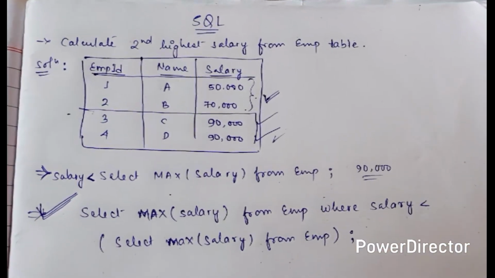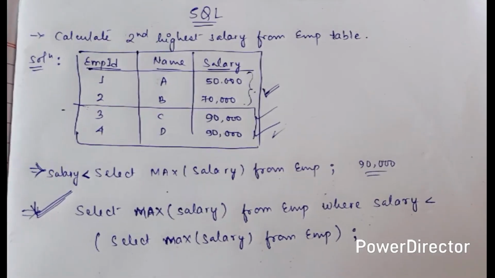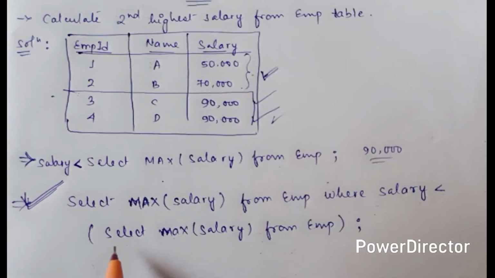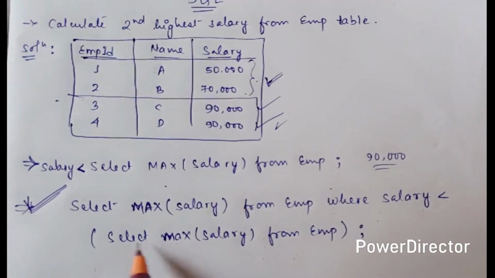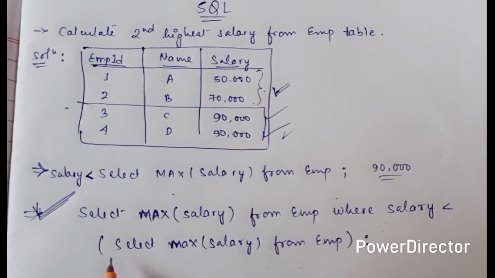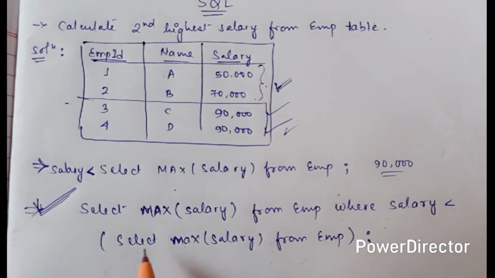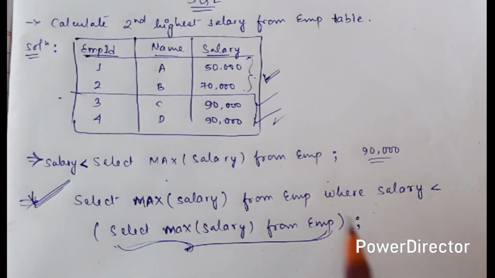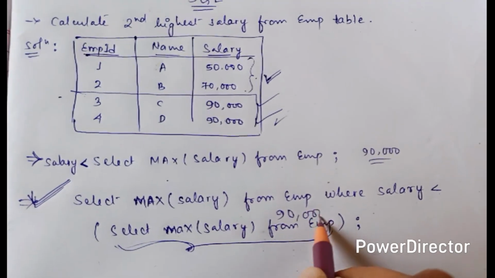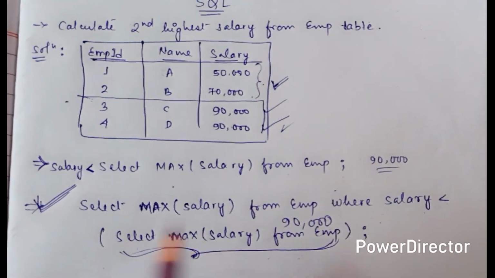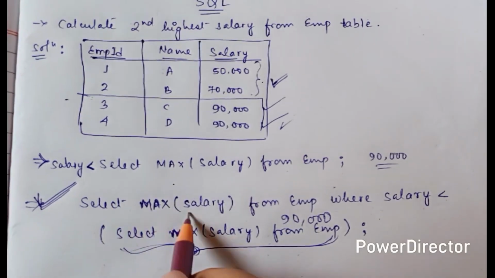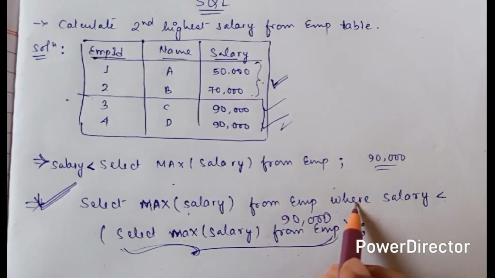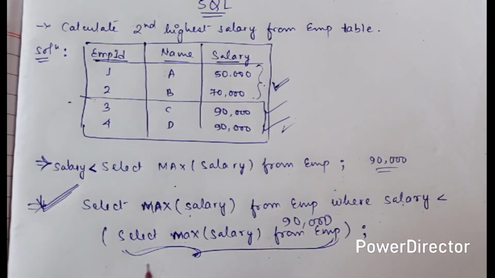So let's see a practical example of this query. First of all, we see select the max salary from the employee. The inner query is going to run first. So the output this query is going to generate is 90,000. Okay, so now read the query: select maximum salary from the EMP where salary is less than 90,000.